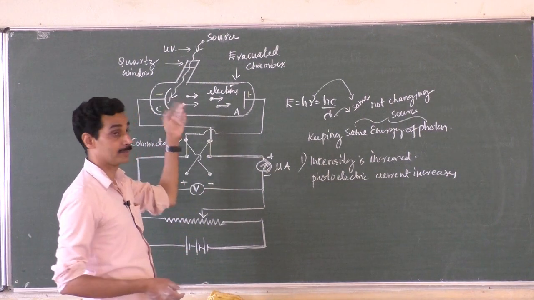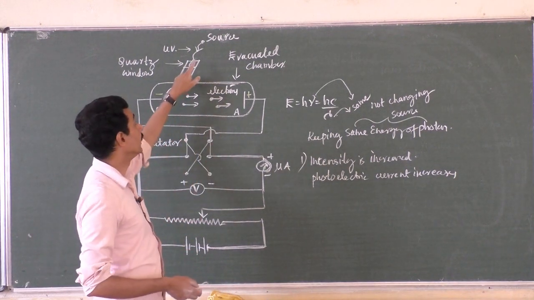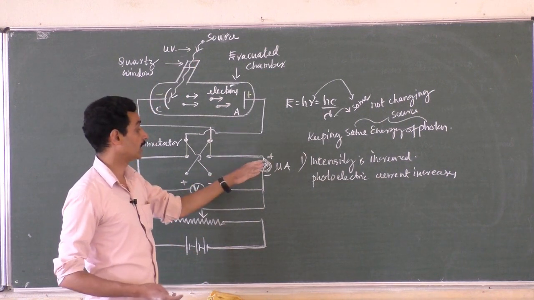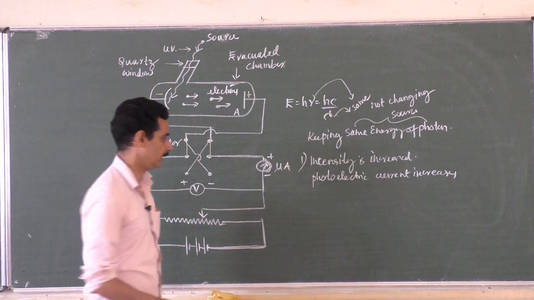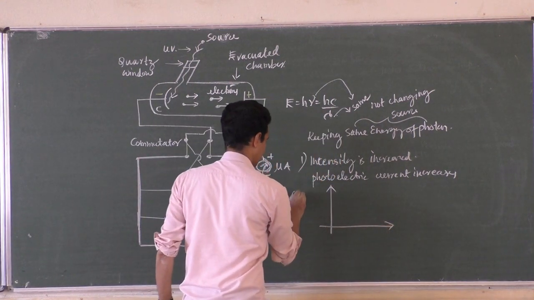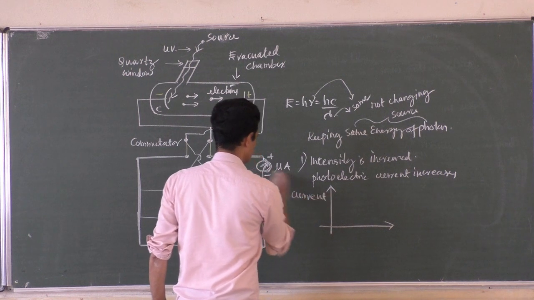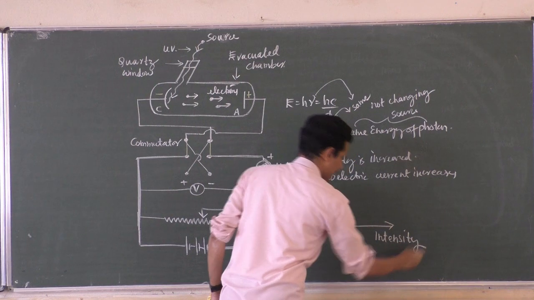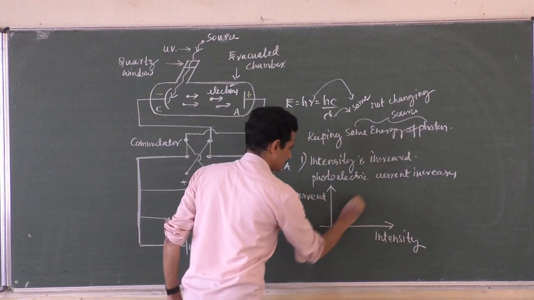That means more electrons are emitted, correct? And again, the source is made three times more brighter. Three times more current they have got. More electrons were emitted. So if you draw a graph of photoelectric current, this current versus intensity, that means brightness of the source, they got a graph like this.